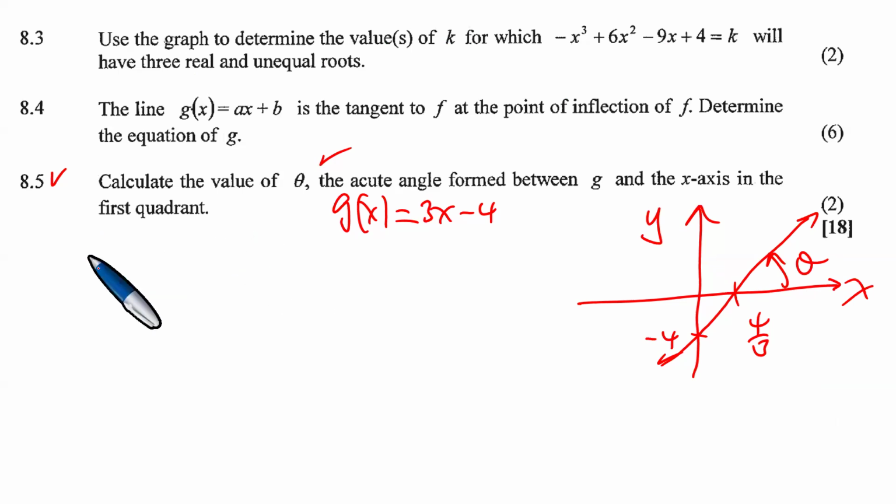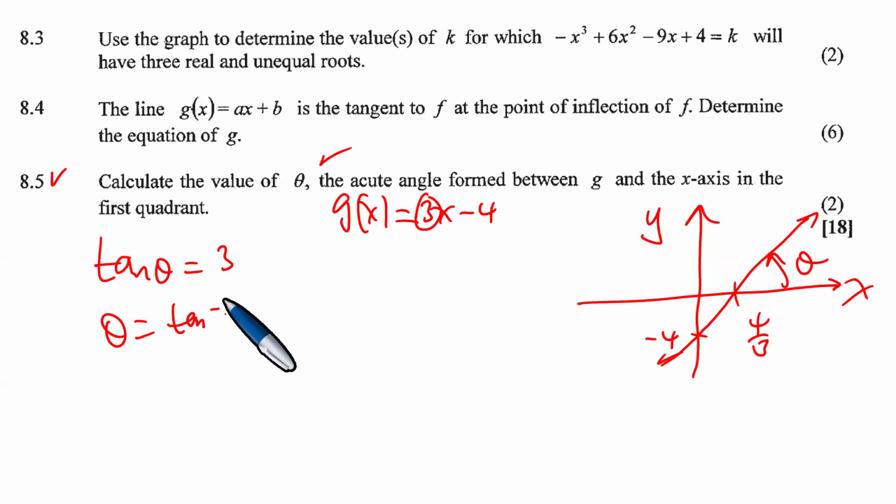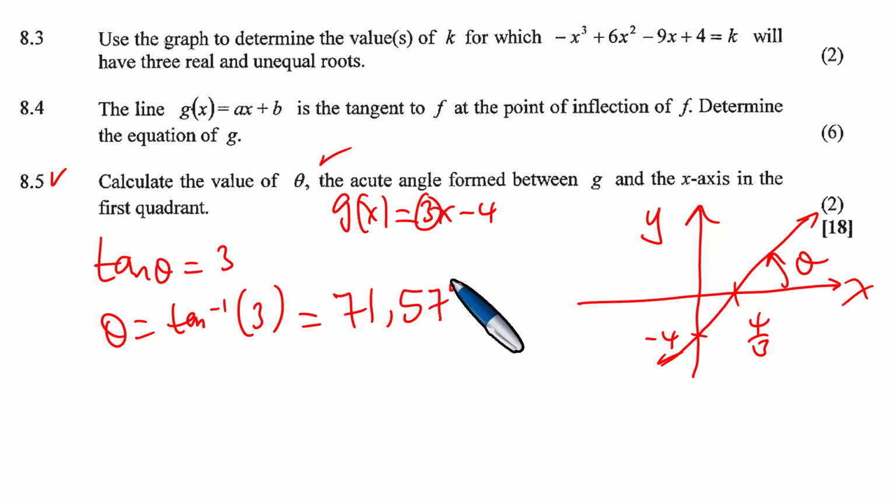So at this point, you have the tangent of theta. The tangent of theta is the gradient, 3. Theta is arctan 3, which is 71.57 degrees if you use the calculator. So we define the angle theta, and the angle theta is actually 71.57 degrees. Just pay particular attention to that.